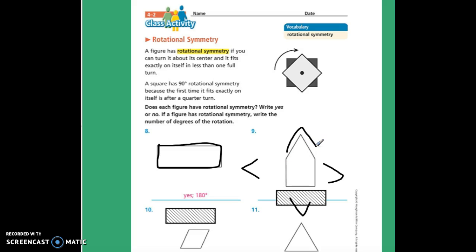So what do you think? Does that one have rotational symmetry? The answer is no. It does not have rotational symmetry because it took me that full 360 degrees to rotate around. So no, it does not have rotational symmetry.